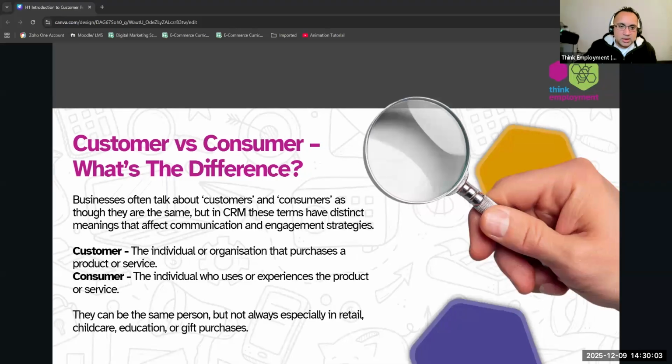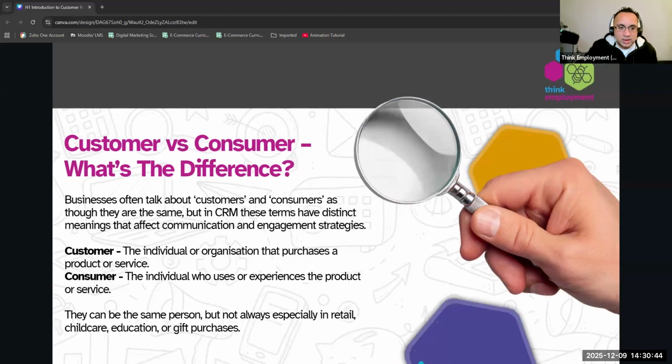Right. So what we're going to look at now is customer versus consumer. What's the difference? Okay. So understanding both groups helps businesses tailor the communication efficiently. Recognizing the difference helps businesses decide who they are targeting with CRM communication. Basically, a customer is the individual who's going to purchase a product. Okay, they're going to actually get the money out and make a purchase. A consumer may use the product, they haven't purchased the product, and they can be the same person. They could also be a different person, especially in retail, childcare, education, or gift purchases.